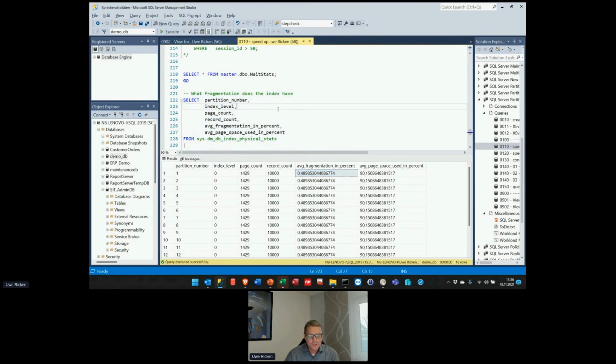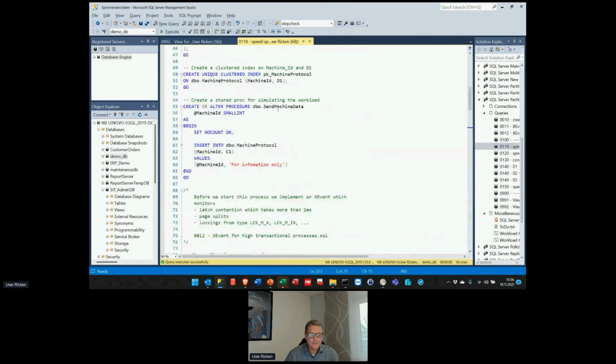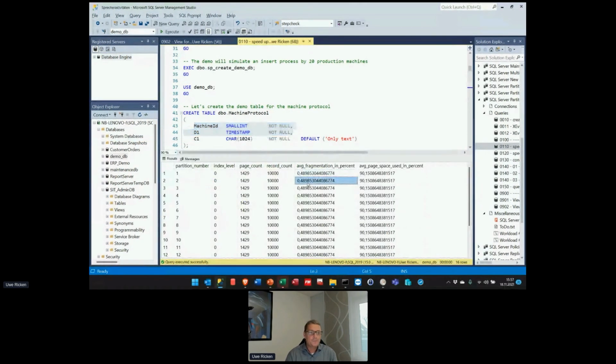Due to the structure of the table, let me show this here again. We have an index on the machine ID and the timestamp column here. So the reason why we do not have any more page splits is very simple. Every single machine is now writing into its own database file, and we have a so-called ascending key. So that means that every single record we insert into this partition is an increasing value, and that does mean that we write at the very end of this portion of the index. And this makes the fragmentation so incredibly low.